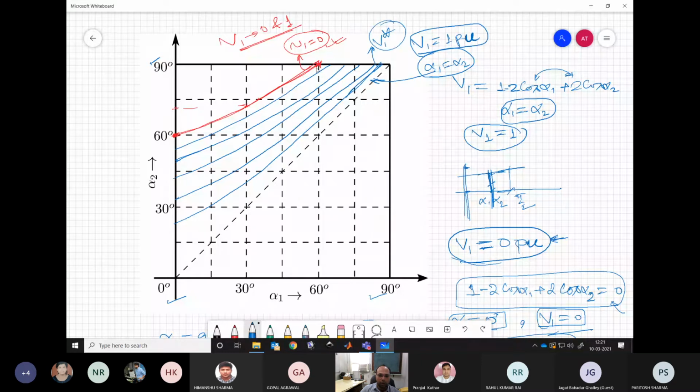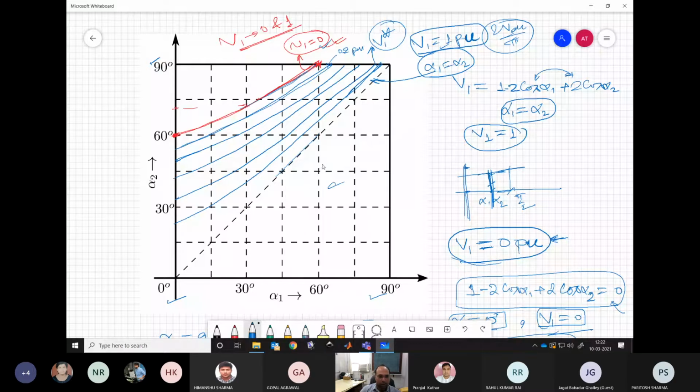So any point, let's say you operate on this curve, any point on this will give you 0 voltage, and any point on this will give you 1 per unit voltage. That means 2 VDC by pi, the fundamental peak value. And similarly, any of these curves, let us say this you take, this may be close to 0.2 per unit. So any point on this will give you this value.